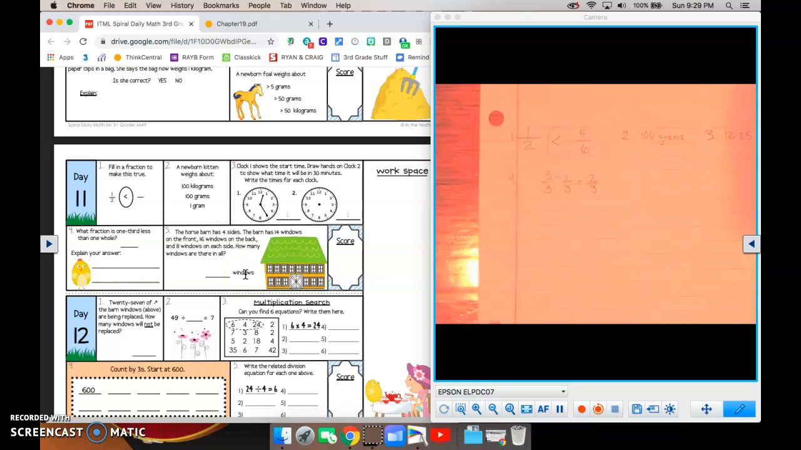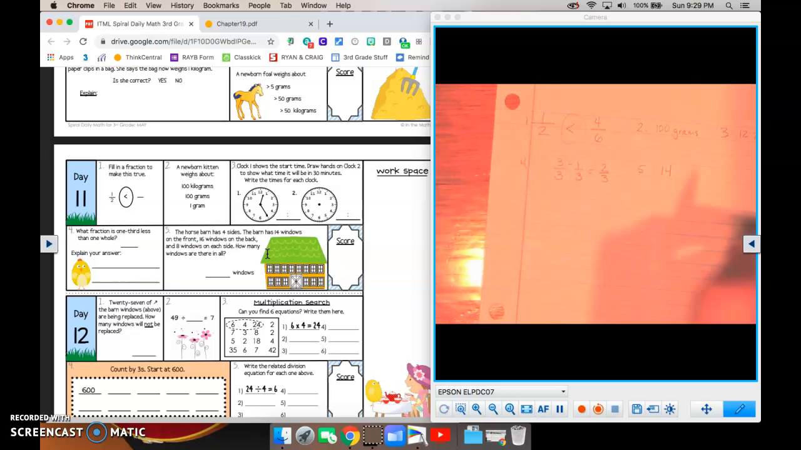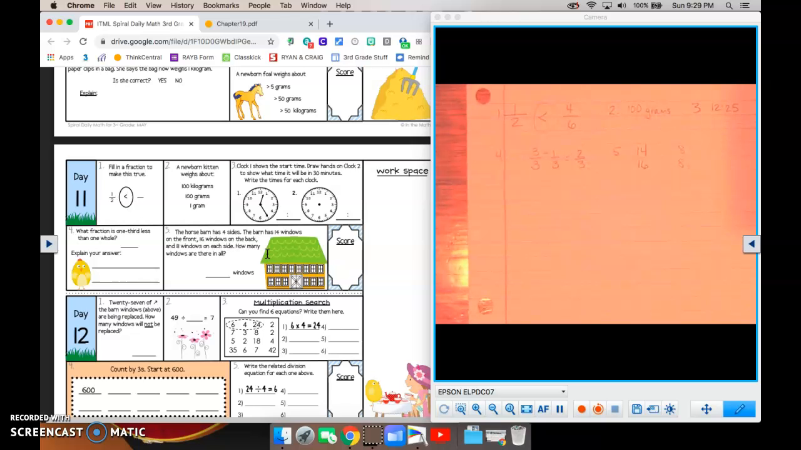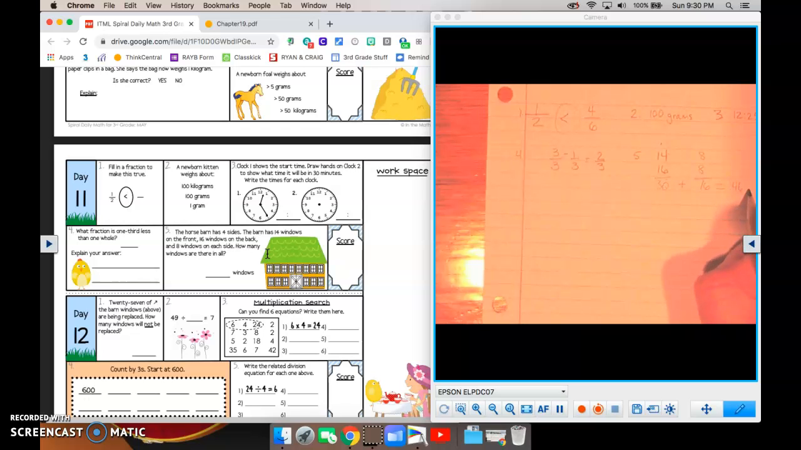Number 5. The horse barn has 4 sides. The barn has 14 windows on the front, 16 windows on the back, and 8 windows on each side. How many windows are there in all? Now, there's a reason I put these two together, because 6 and 4 have a good relationship. 6 and 4 make a 10, right? And there we go with 30. 8 and 8 is 16. So now we're going to add them this way. 30 plus 16 is 46. Windows, and windows is already there.